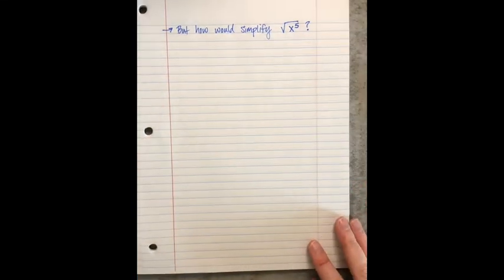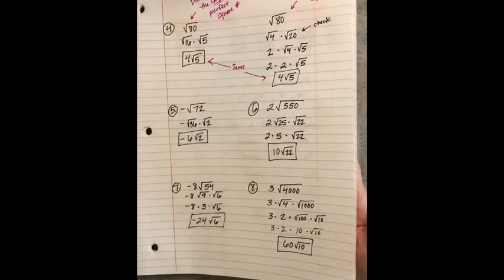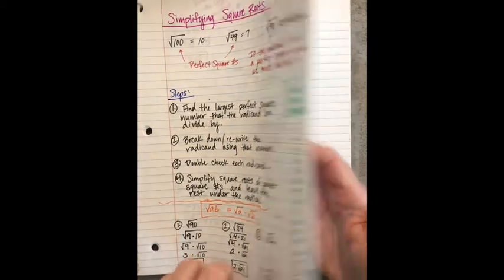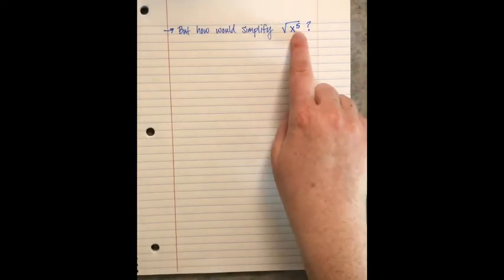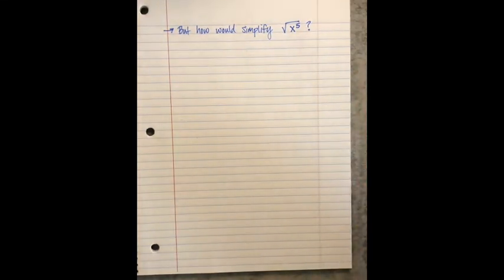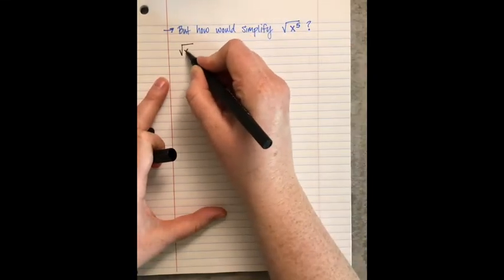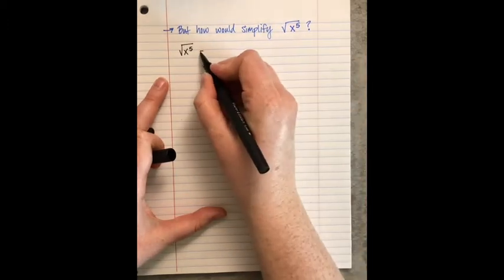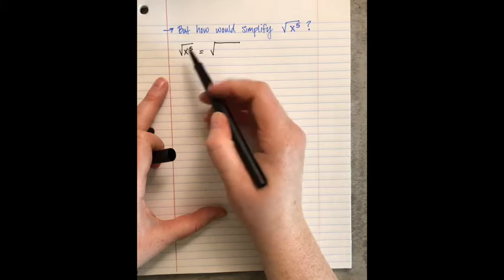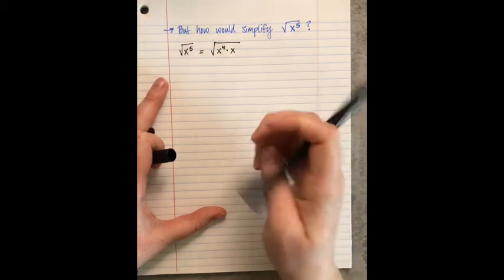But our answer to this is just like what we did last week, where you have to find the largest perfect square that can be divided into x to the 5th. So here's how I'm going to show you how to do this. Square root of x to the 5th is the same thing as, and we're going to break apart this x to the 5th, it's the same thing as x to the 4th times x.